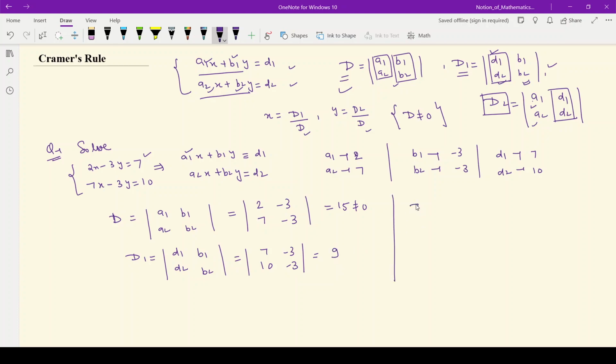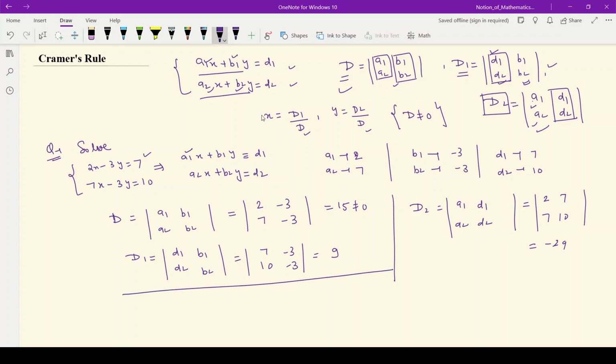And if I talk about the determinant D2, based upon this formula, a1 a2 d1 d2. So a1 a2 is 2 7, and d1 d2 is 7 and 10. Ultimately it will be minus 29. So basically we can now apply the final formula for x and y. So x is D1 upon D, that is 9 upon 15. Ultimately it is 3 upon 5. And if I talk about the value y, it is D2 upon D, that is minus 29 upon 15.